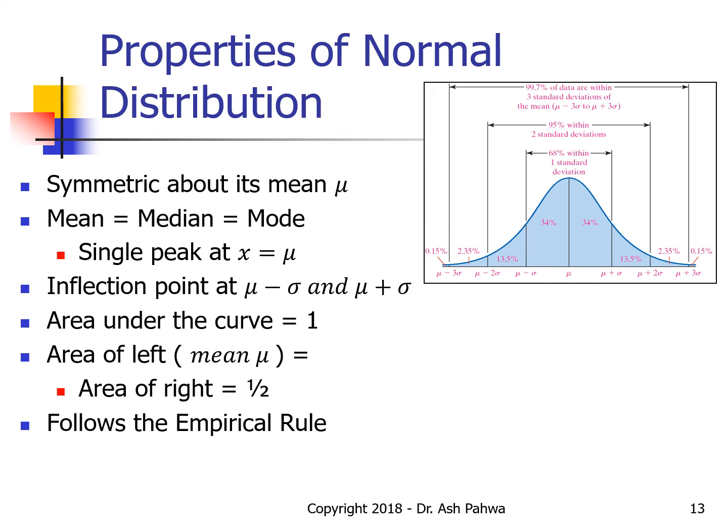Now let us examine the properties of normal distribution. The first property is that it is symmetric about its mean, because in the center we have the mean, and in this distribution mean is equal to median, which is equal to the mode. That is because the mode is one set of data which has the highest frequency. It remains right in the center. So there will always be a single peak at x equal to mu.